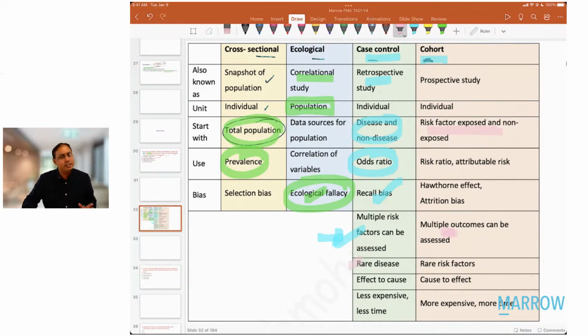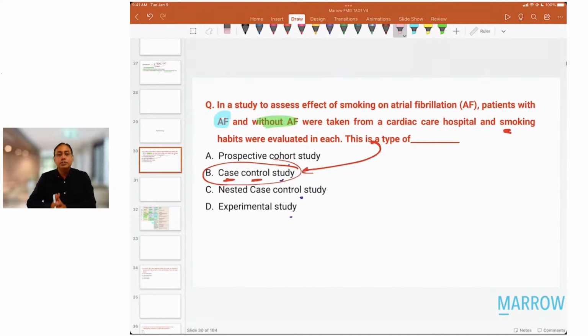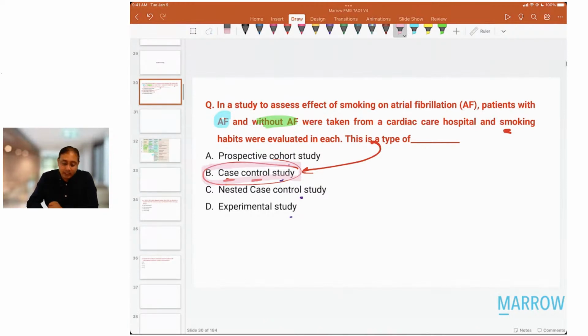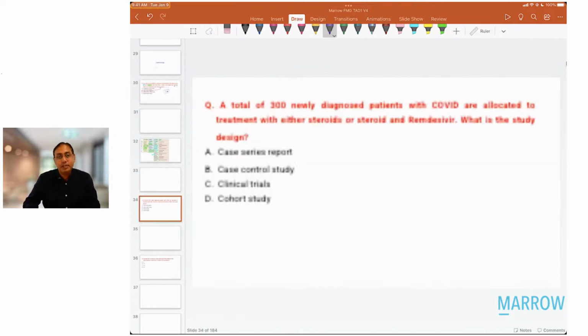Case control studies are usually used for rare diseases. Why? Because you're starting with people with disease and non-disease. And in cohort studies, you are starting with risk factors. You can assess rare risk factors, but it is more time taking. Cohort studies are more time taking, whereas case control study is less time taking. So it's a very simple direct MCQ: what is the study design? This study design is, as we have seen, a case control study design. This is again a 7-star MCQ topic. Every year you get questions from these epidemiological study designs.